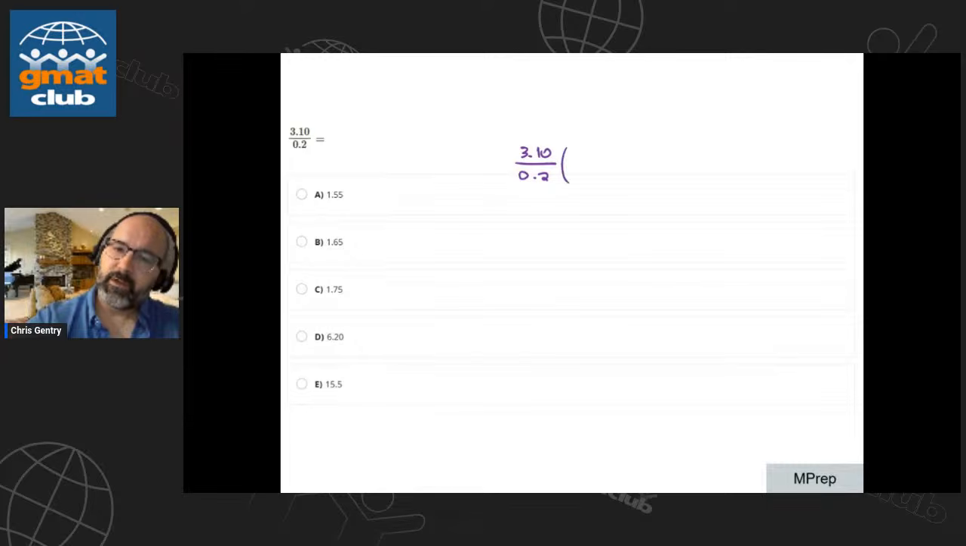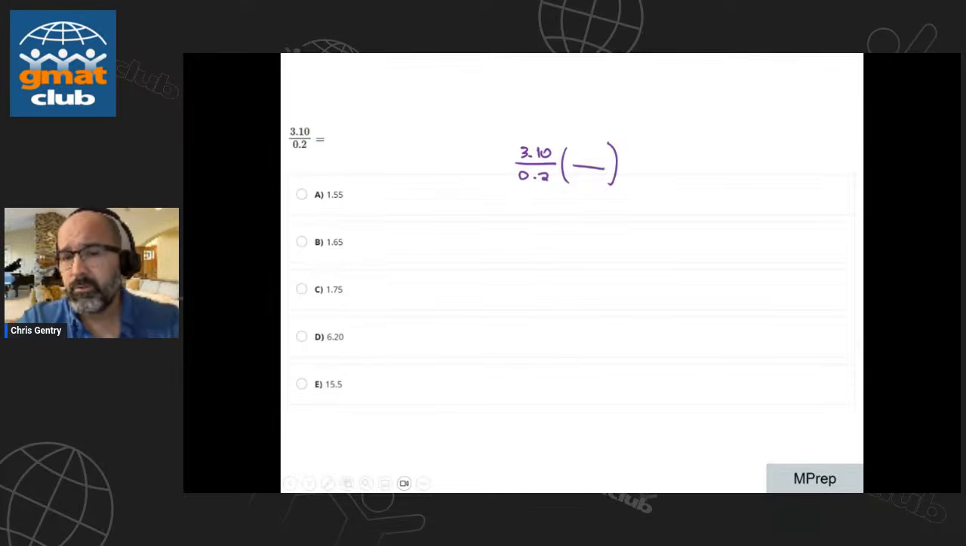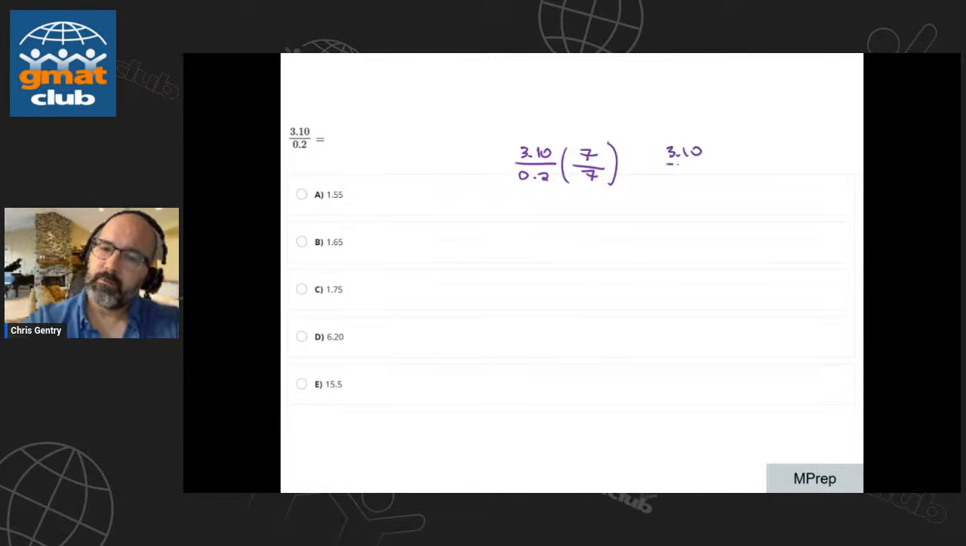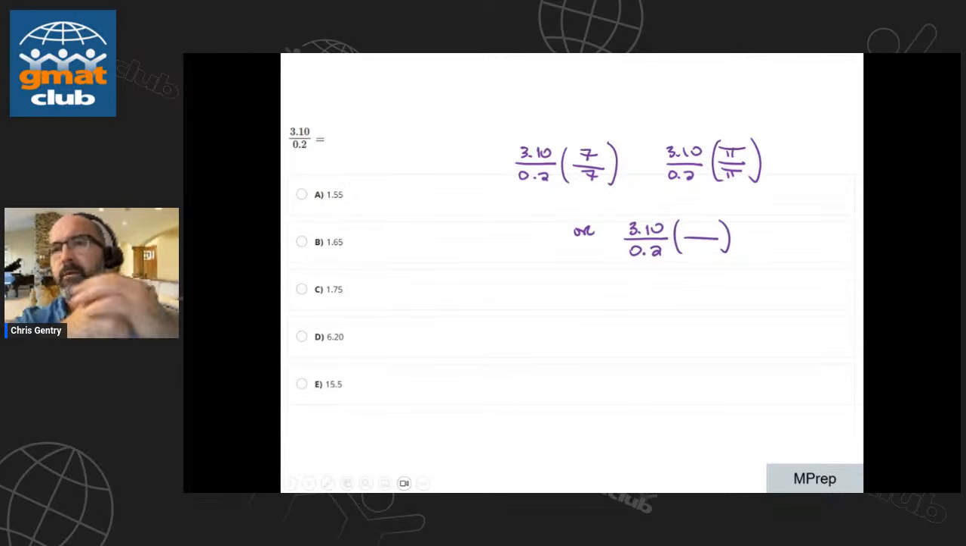And so we start with 3.10 over 0.2. And I want to multiply this by anything that is functionally equivalent to 1. And I can make it anything of my choice. I can make it 7 over 7. I could make it pi over pi, even though GMAT no longer tests geometry. Any of these would be valid, but that's not the thing that I want to multiply it by. What would I want to multiply this by to change the format but not the value?